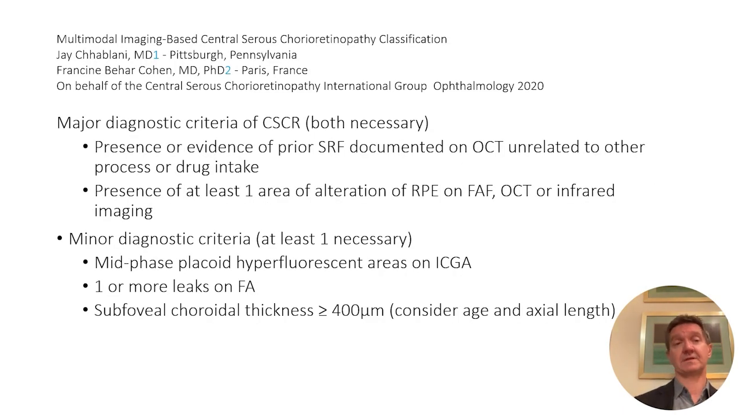Nowadays, we tend to use modern diagnostic criteria which were published by the CSCR group in 2020. The major criteria are, of course, presence, past or present, of subretinal fluid documented on OCT exam, but we also have to look at the alterations of the RPE, especially on fundus autofluorescence, as they are very important for the classification of the case. Minor diagnostic criteria include the hyperfluorescent areas on ICGA, leaks on fluorescein angiography, and, as I said, increased choroidal thickness.